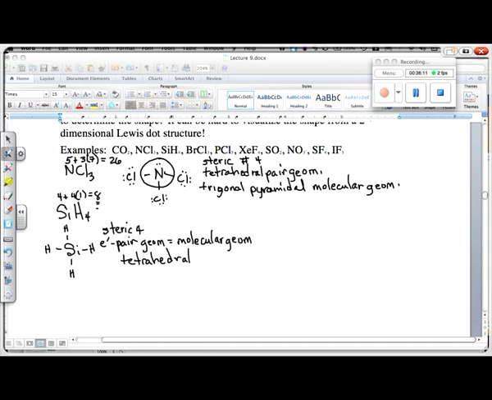It's shaped like a pyramid. Below here in the notes, I've got a couple of links that will give you some three-dimensional pictures that you can rotate and so on to get a better idea of what these shapes really do look like.